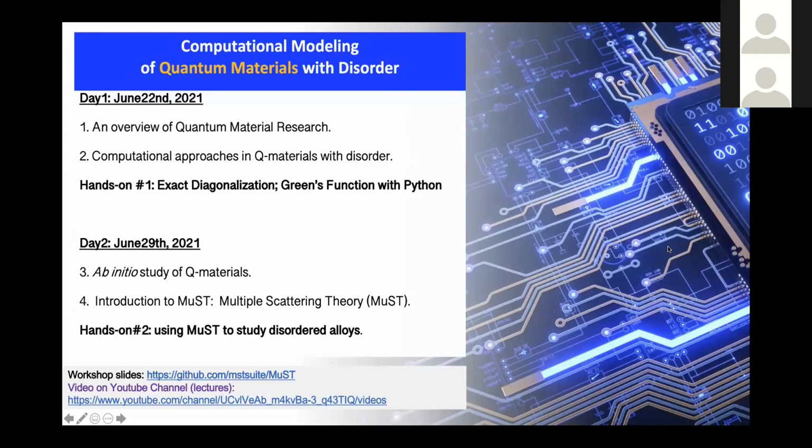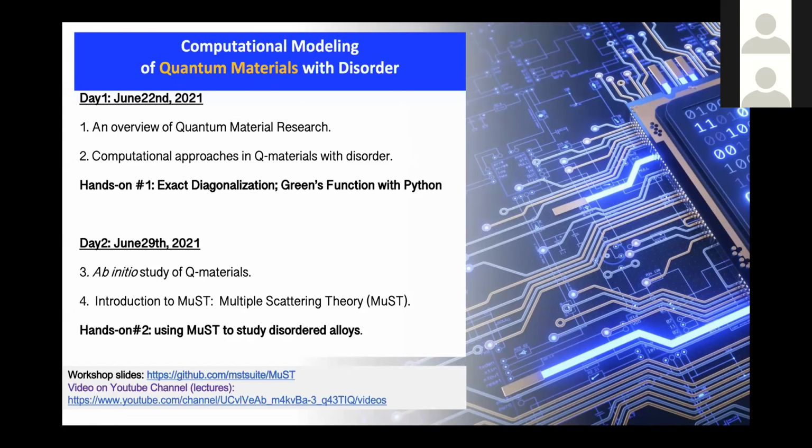Okay, so this is the agenda, or the overview, of the two-day workshop: computational modeling of quantum materials with disorder. We put a lot of keywords in the title, so I will try to decipher what the title means for you. That defines the structure of this workshop.